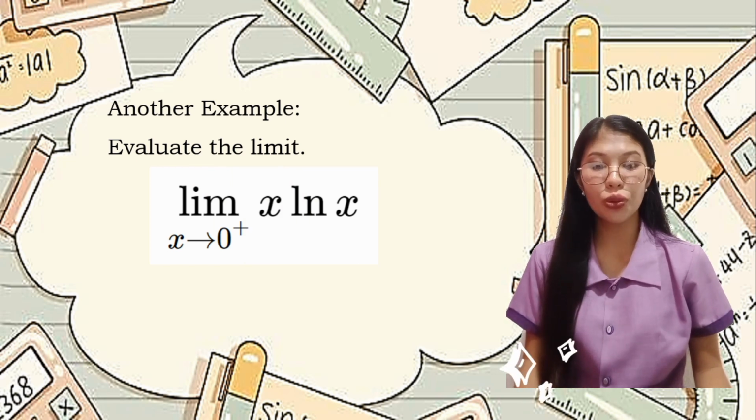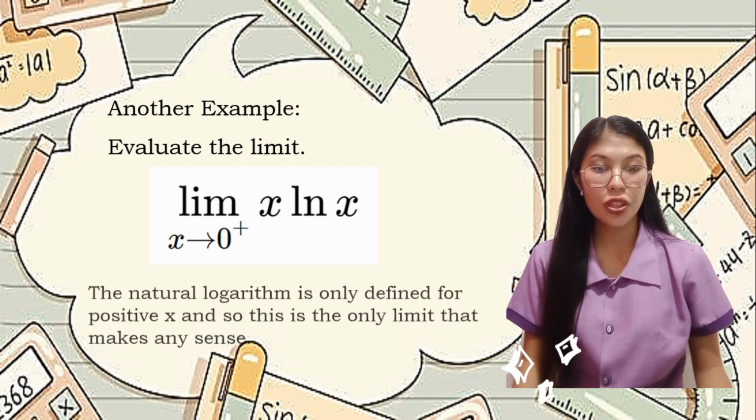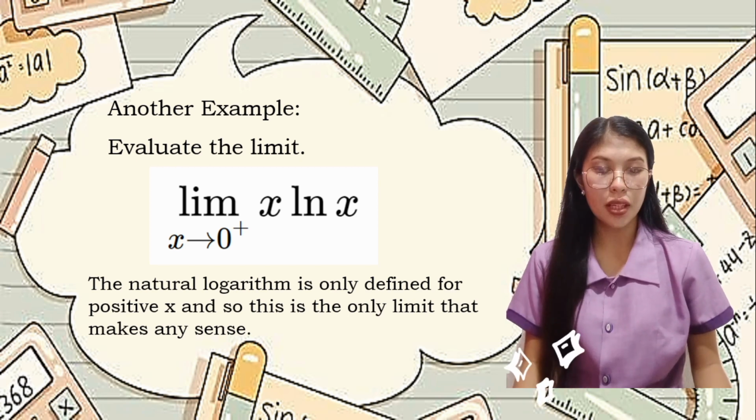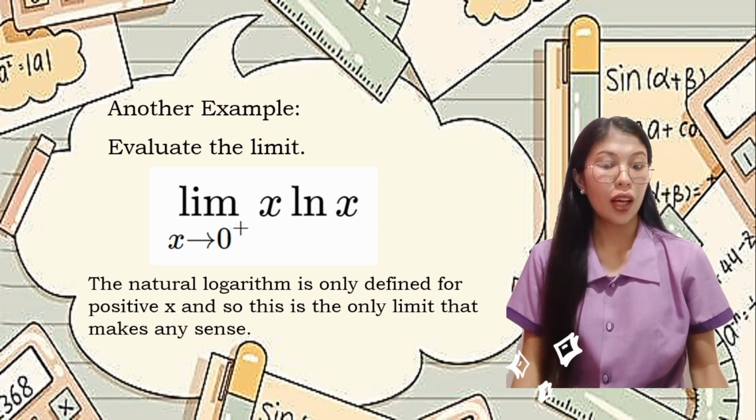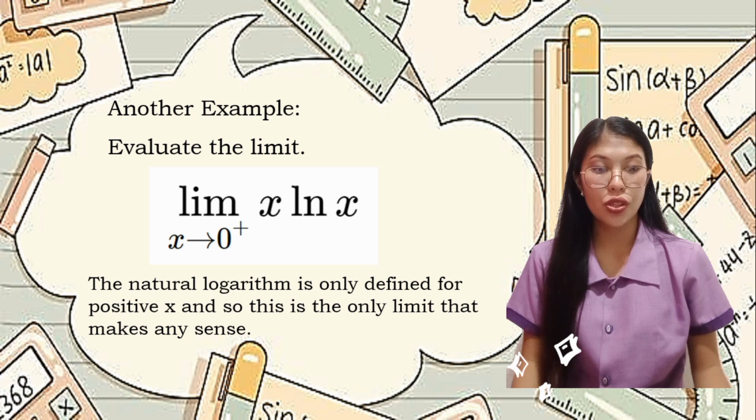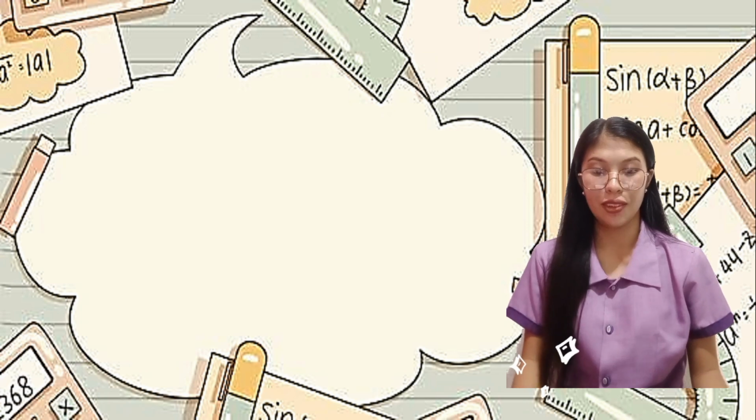Note that we really do need to do the right-hand limit here. We know that the natural logarithm is only defined for positive x, and so this is the only limit that makes any sense. Now, in the limit, we get the indeterminate form 0 times negative infinity. L'Hopital's rule won't work on products. It only works on quotients. However, we can turn this into a fraction if we rewrite things a little.